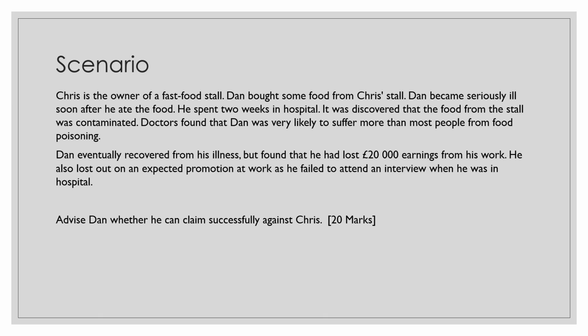So factual causation, but for, this one's an easy one, but for Chris's breach, Dan wouldn't have suffered from food poisoning, and he wouldn't have been sent to hospital, and he wouldn't have lost £20,000 from work and that expected promotion. So Dan wouldn't have been ill and ended up in hospital if it wasn't for Chris. Intervening acts. Were there any intervening acts? No, there were no intervening acts that could have happened here.